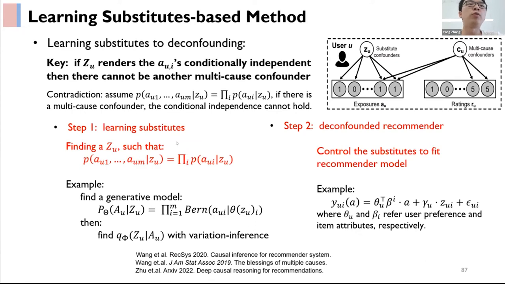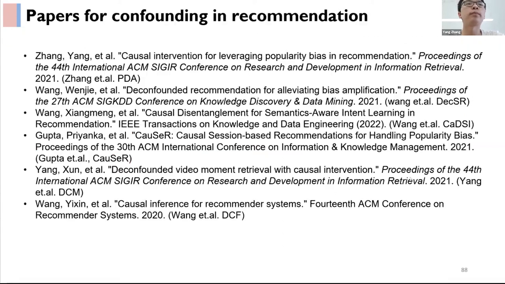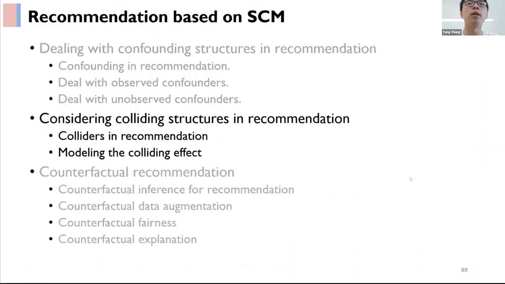First, we learn a substitute. It is finding a variable Z such that conditioned on Z, the exposures become independent. After getting the substitute, we can think controlling the substitute is equal to controlling the confounders. Then methods for observed confounders could be utilized. Here are some papers regarding confounding in recommendation for your reference.